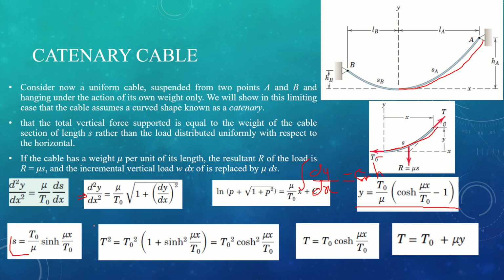And this is what you get when you change. Now remember, this s is directly derived from dy by dx is equal to sine hyperbolic mu x by t naught. All you are doing is saying that dy by dx is equal to tan of theta, and tan of theta is equal to, if you remember correctly, mu s by t naught. So this is where you get mu s by t naught.